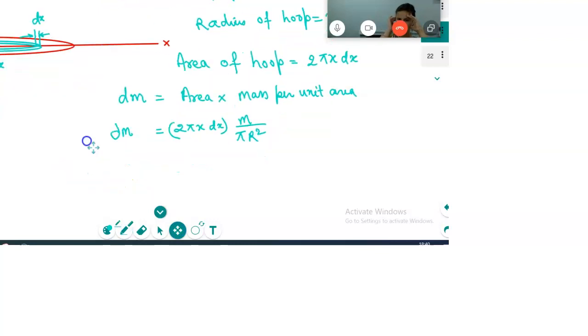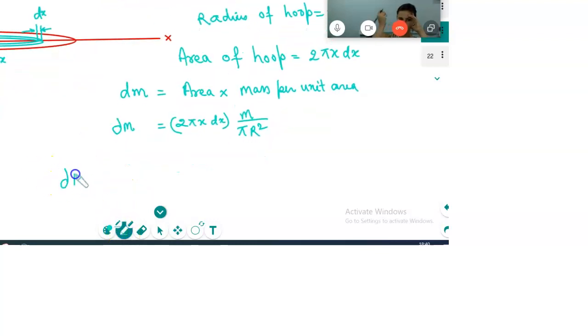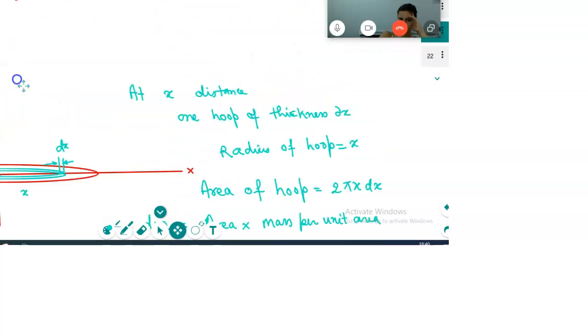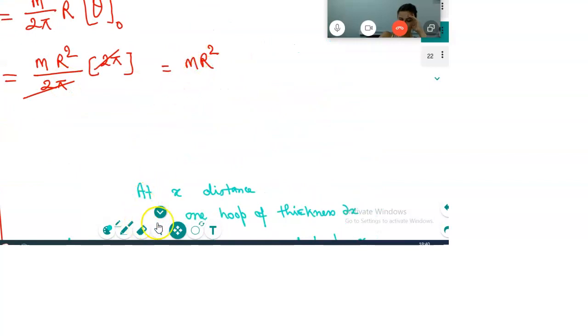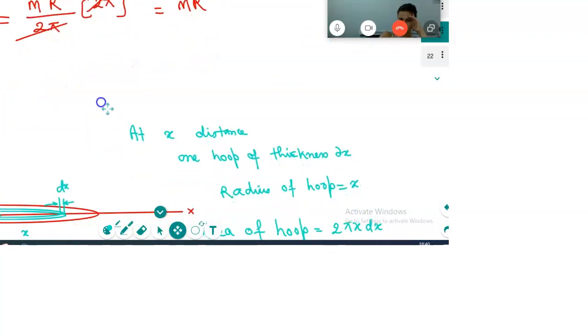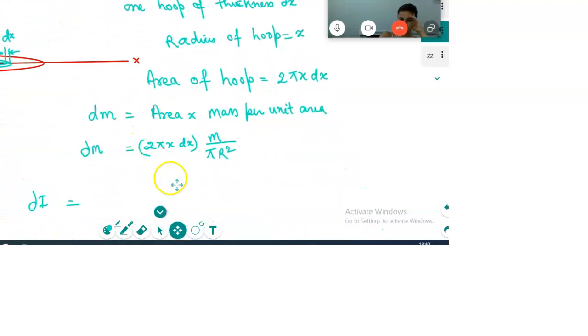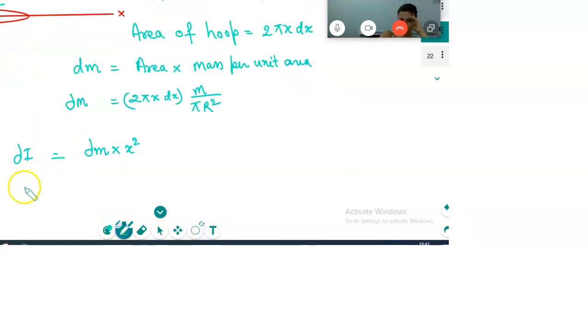What is the moment of inertia of the hoop? You know that we did this just now. What is the formula for the moment of inertia of the hoop? MR². So whatever is given here, we will use that. M means this is the mass dm, and r² means x². Please put it. dI is equal to 2πx dm.